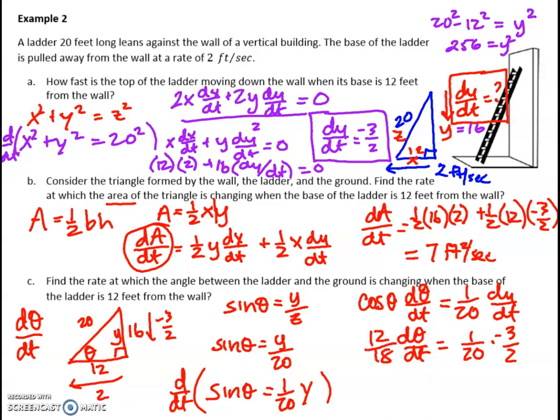Oops, 18. Okay, then I'm going to multiply both sides by 20/12 and reduce. And I think that when I reduce here, I get -1/8. And I don't have a unit, so I'm just going to say unit per second. Okay.